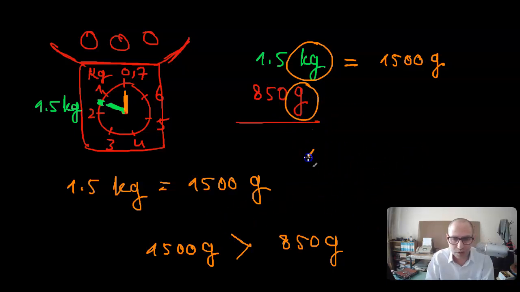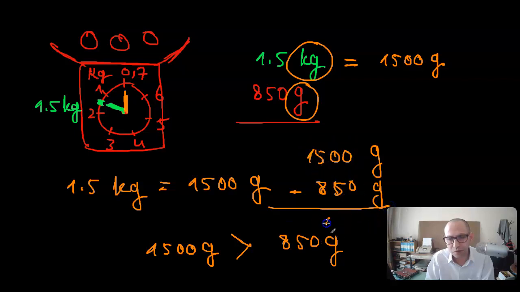So then you can simply say that 1,500 grams minus 850 grams is the same as, for example, 650 grams, if I'm not mistaken. Then I know that 650 grams I have to take out of the bowl so that the remaining amount of ingredient over here is 850, and then the 850 I can use in my cake, right? So this is the practical importance of unit conversion.